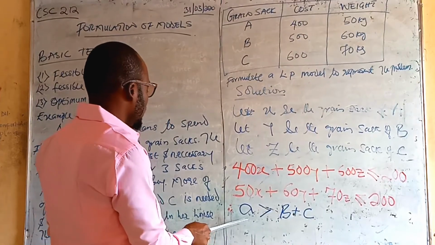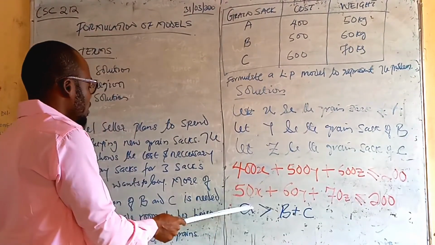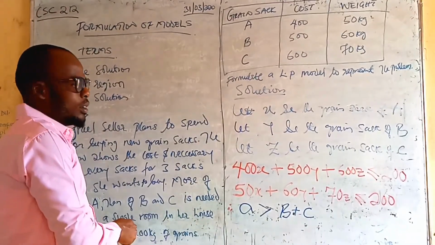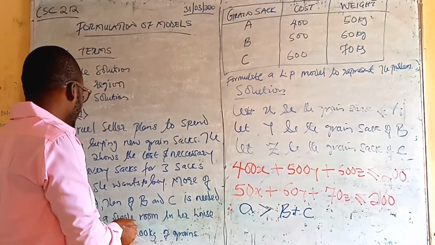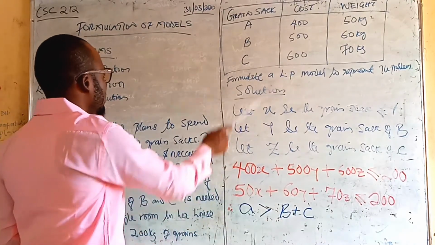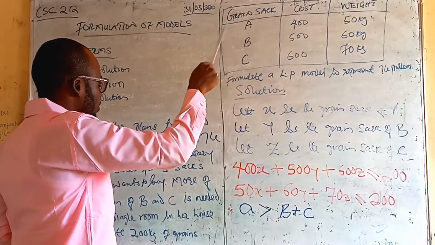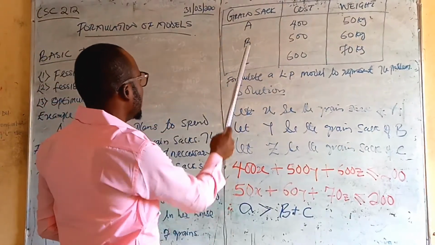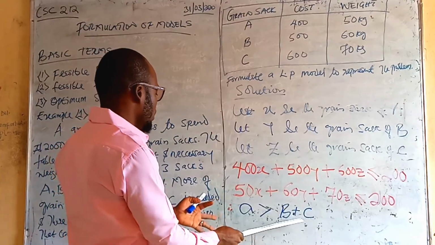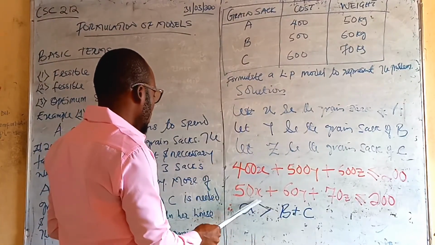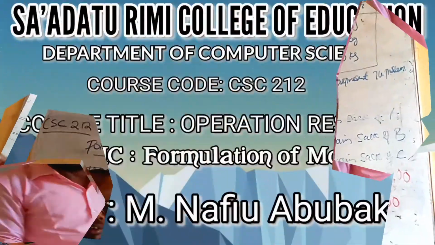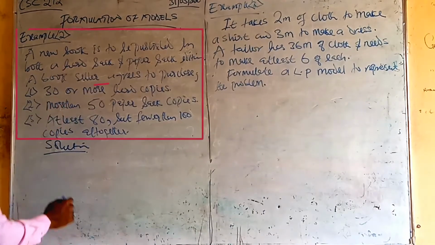So A represents the number of sacks that is going to be accommodated in the room that can accommodate 200 kilograms. So A represents the entire number of sacks. So B plus C, that is the grain of the sacks, if we merge them together, A must be greater than B plus C.